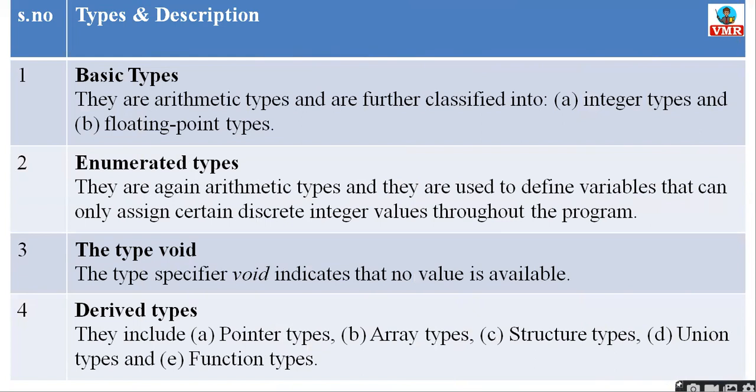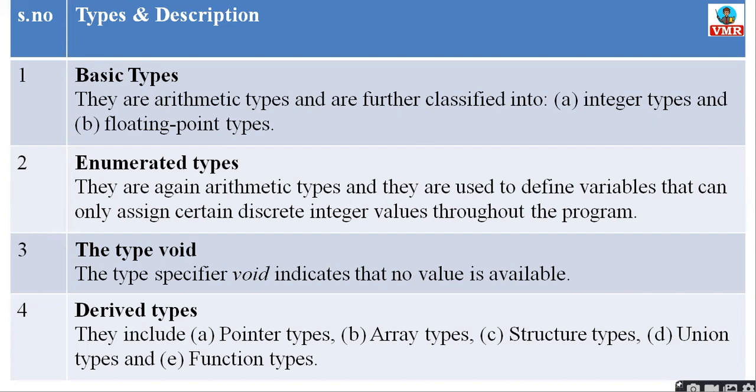So I have given the types as well as the description here. What is the first one? The basic types. They are the arithmetic types and are further classified into integer types and floating point types. In the previous lecture, I mentioned integer variables, floating point variables, and character variables; I hadn't shown you double, I think. Double floating point values will also be there. All those will come under the basic types.